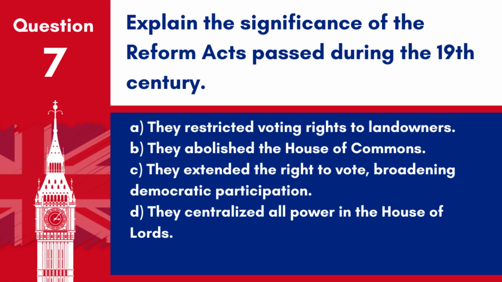Question 7. Explain the significance of the Reform Acts passed during the 19th century. A. They restricted voting rights to landowners. B. They abolished the House of Commons. C. They extended the right to vote, broadening democratic participation. D. They centralized all power in the House of Lords.